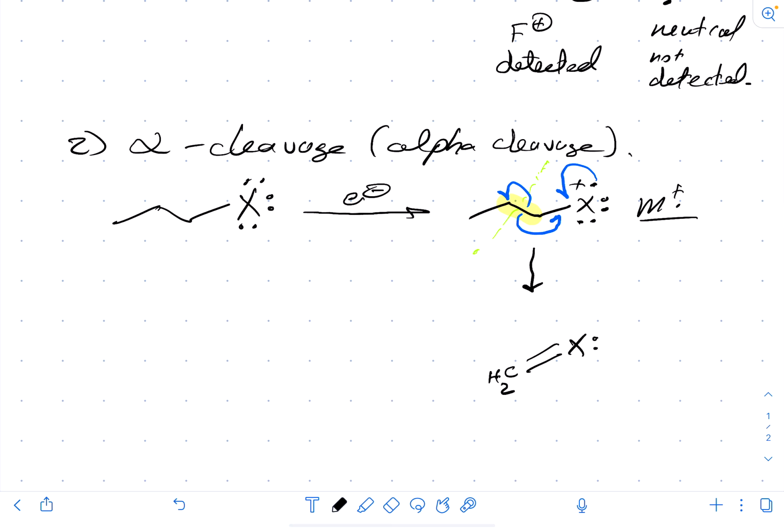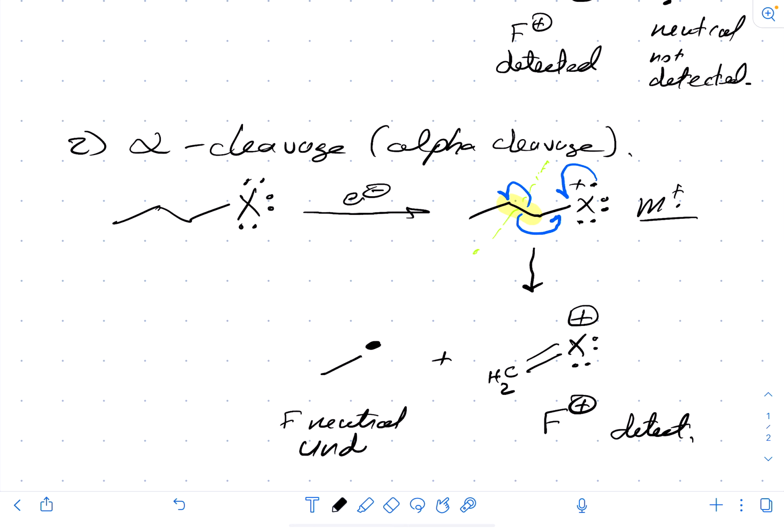These electrons are still here. That positive charge, importantly, is still here. And then the piece that I've got on the other side as the fragment is a carbon-based radical. Okay, and so this now containing the halogen is the F plus species that we can detect. And here is a fragment that's neutral that is undetected.